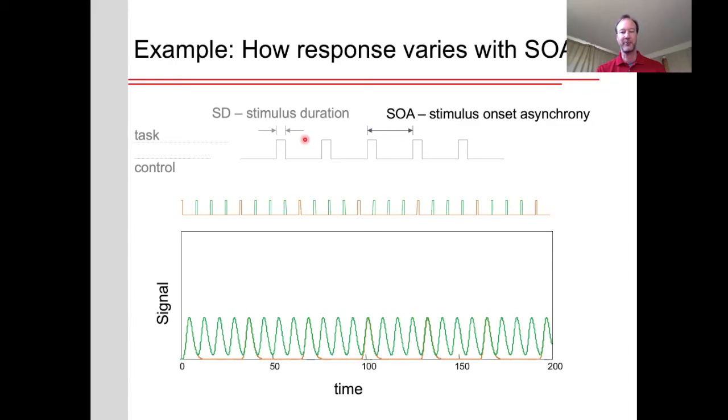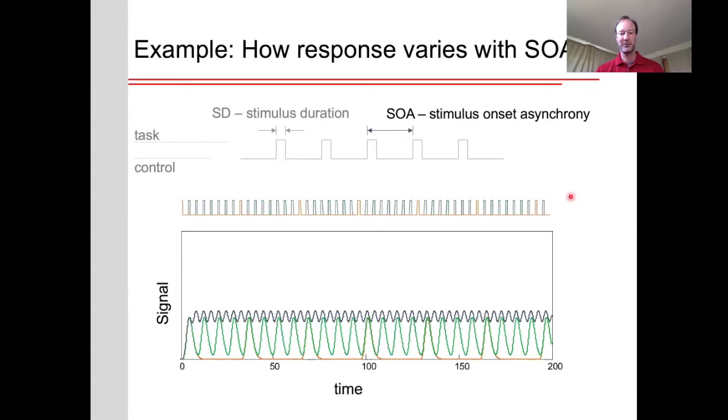If I have the task performed every 4 seconds, you can see that the signal increases and just sort of varies around a little bit. And now if I perform the task with an SOA of 2 seconds, that is 1 second task, 1 second rest, 1 second task, 1 second rest, you can see that the signal really just increases and doesn't really vary much at all. So here we've really lost our ability to detect this kind of a response, aside from this initial increase.